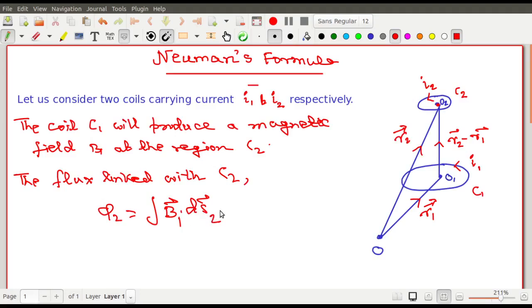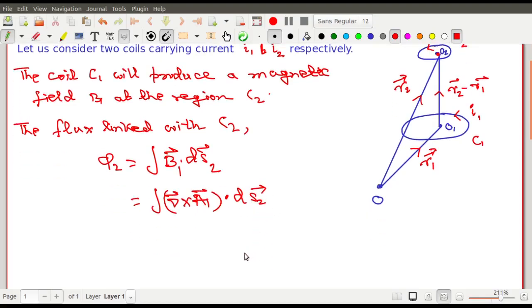And this is B1 dot dS2. This is definitely a surface integral, and you know from your previous classes that this B can be written as curl of A. You know that B can be written as curl of A. Is it so? You know from your previous classes.